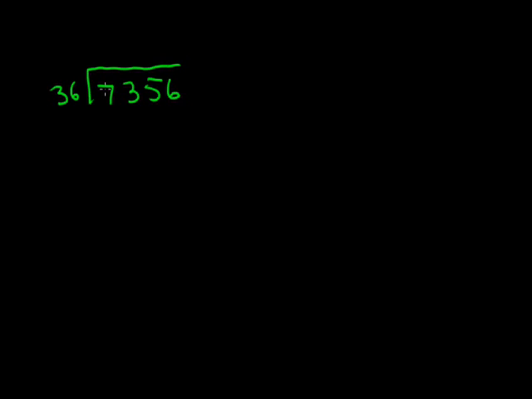Well, let's try this example out. 36 into 7,356. Now 36 cannot divide into 7, but it can divide into 73. Now, our estimation strategy from before, we can just think of it as 3 into 7 by ignoring the 6 and the 3 to help you make your first guess. 3 goes into 7 twice, so we're going to try 36 times 2.